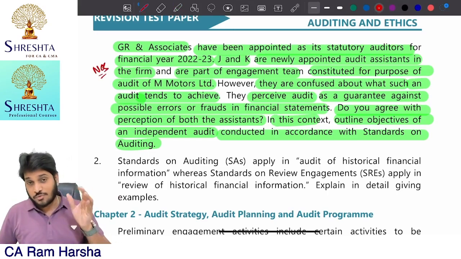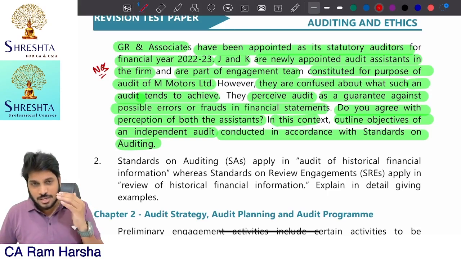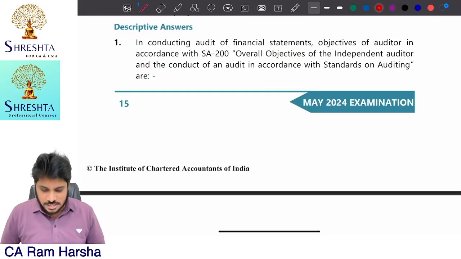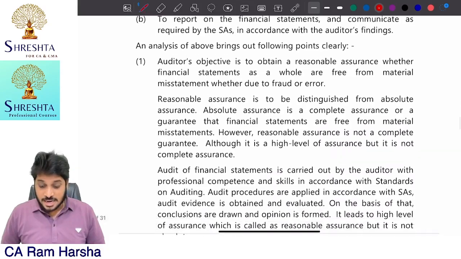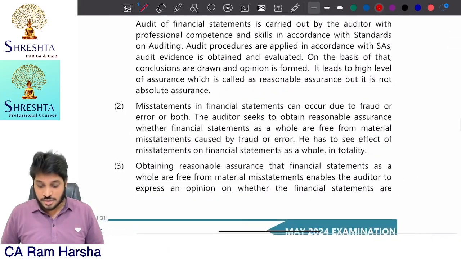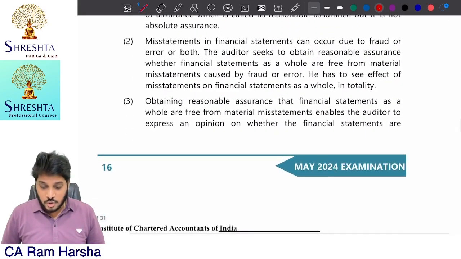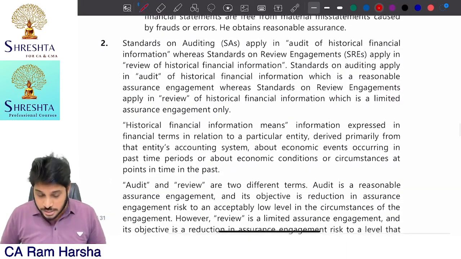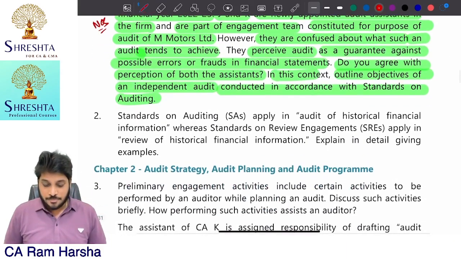So write the objectives of audit and below mention that audit is not a guarantee. Audit only gives a reasonable assurance whether financial statements are materially misstated. Further, the auditor cannot discover all the errors and frauds because of inherent limitations. So you just have to write that. The answer is given here. Kindly read this. I'm not explaining because it's a very simple question. Nothing new in this, as it is copy pasted from the ICAI study material. So please go through it. Please do not neglect it.